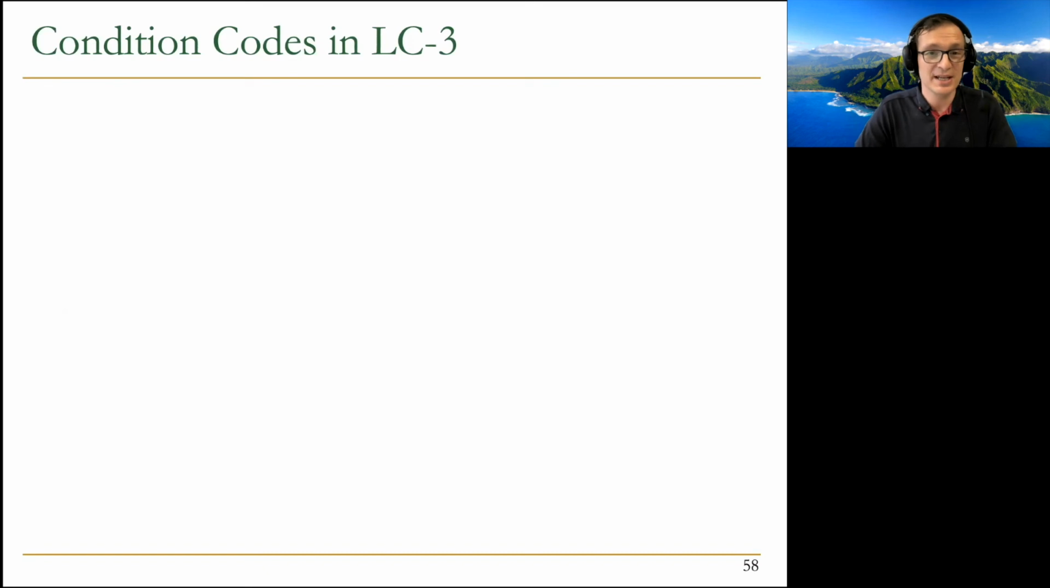Now, let me introduce condition codes to describe conditional branches in LC3. Condition codes, for example, don't exist in MIPS. We're going to see a different way of handling it, but they do exist in x86, for example. x86 ISA has condition codes, and LC3 also has condition codes. So they're one way of implementing conditional branching in an ISA. Different ISAs tackle it differently, so it's important that you learn both ways of doing it, I think.